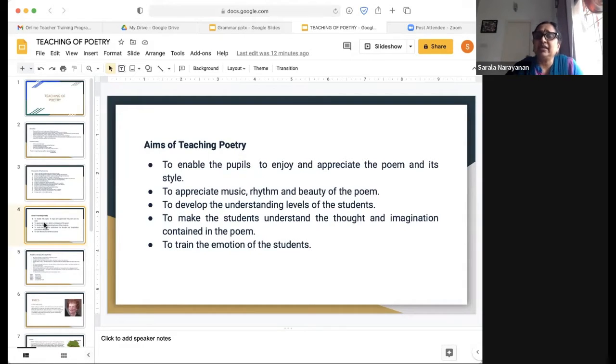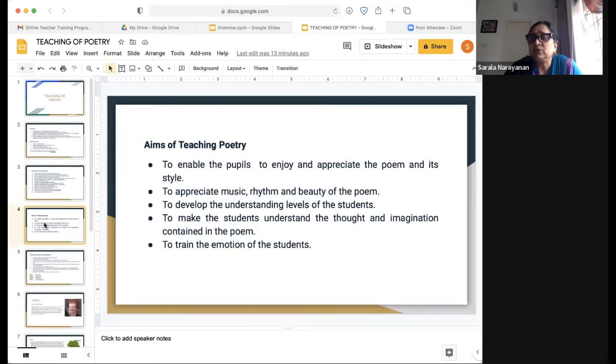But when we come to a higher level, we start to develop the understanding levels of the students. We have to give it according to their level for them to appreciate the poem. To make students understand the thought and imagination contained in the poem, as Muthu rightly pointed out, it is our duty as teachers to make them understand the imagination and thought of the poet, and to train the emotions of the students. So when they are reading poetry and other things, they themselves will feel very happy.